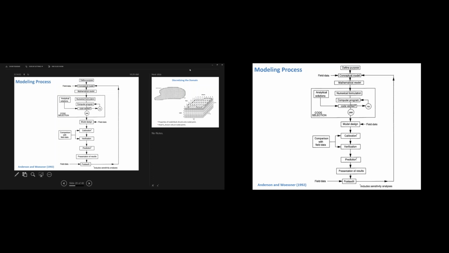So the other modeling steps, we'll talk a lot about calibration, and that's mostly what the rest of these slides are.